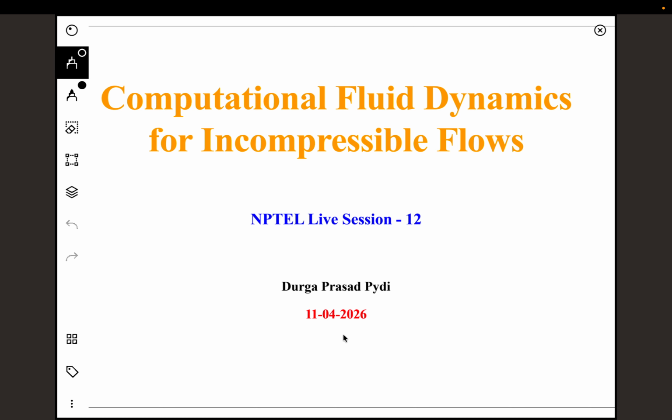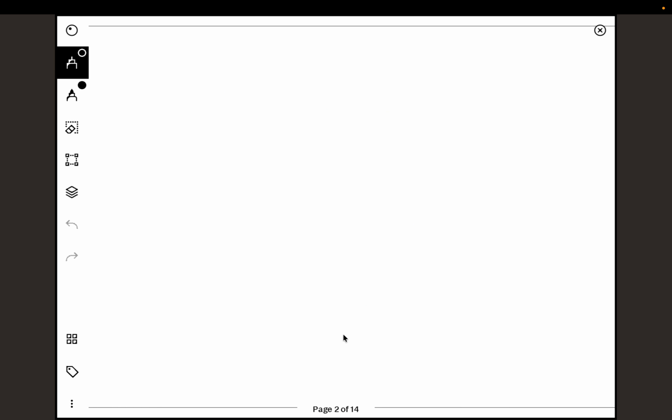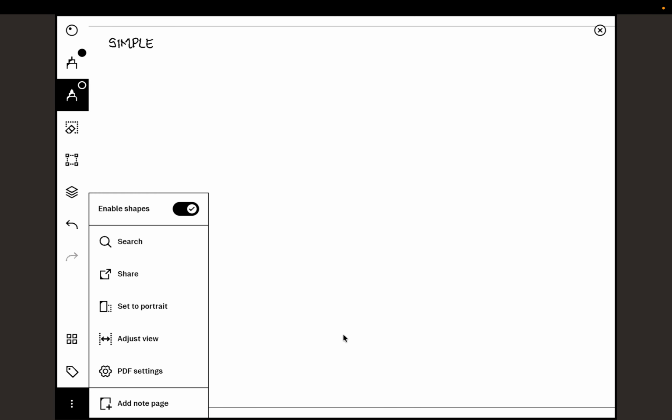So, myself, Durga Prasad. This is the last session for this particular course. This week, the discussion is mostly on the SIMPLE algorithm, which is used to solve the Navier-Stokes equation. We will discuss SIMPLE, see its implementation using Julia for a 1D problem, and then also discuss some previous year problems.